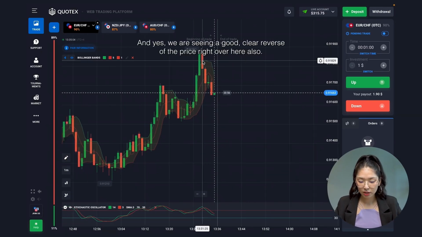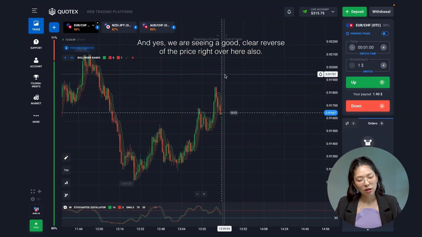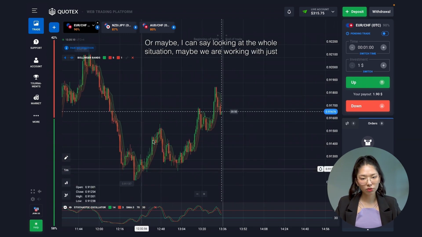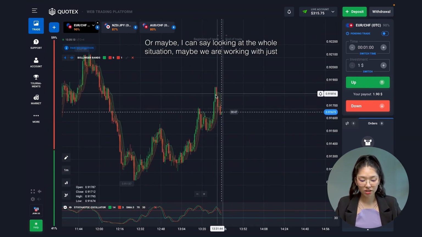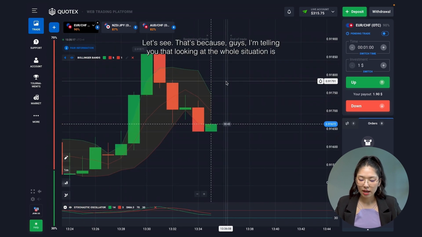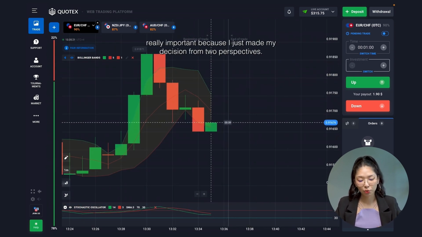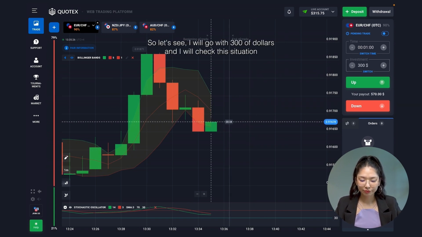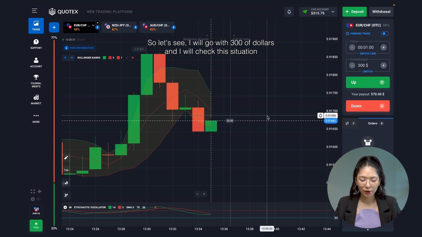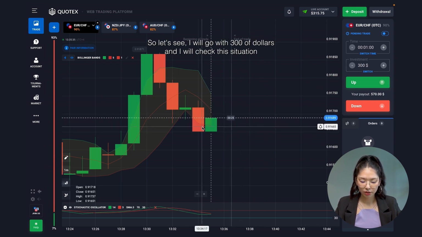So yeah, we're seeing a really good, clear reversal of the price over here also. Or maybe I can say, looking at the whole situation, maybe we're working with just a volatile rising of the price. So let's see. That's because guys, I'm telling you that looking at the whole situation is really important, because I just made the analysis from two perspectives. So that's why, let's see, I will go with $300. And I will check the situation with a call option.